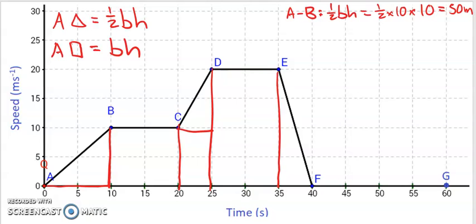Alright, section B to C is a rectangle, or rather a square in this case. So we're going to use base times height. Now the base, we're going from 10 to 20, so that's 10, and the height is also 10. So 10 times 10 gives us 100. So in section B to C, they travelled 100 meters.